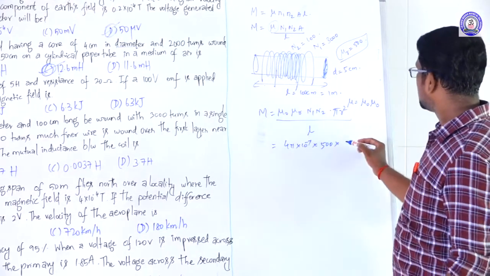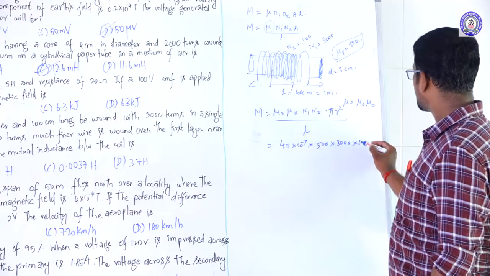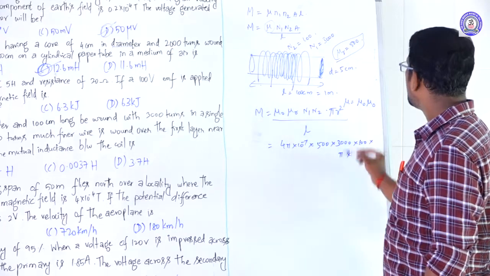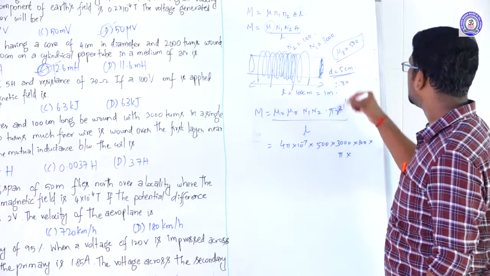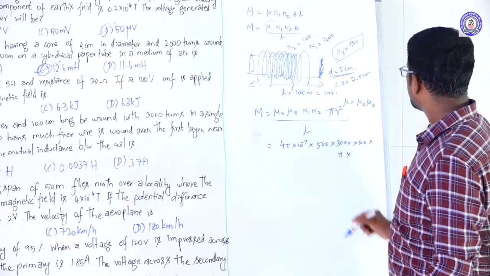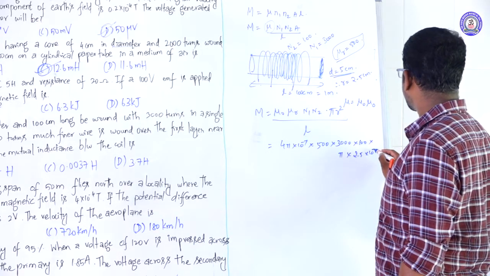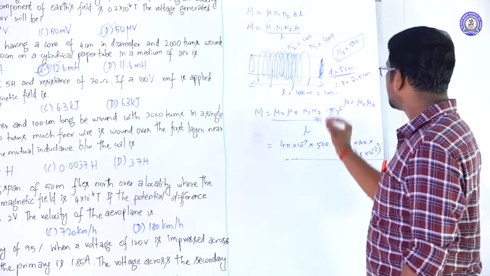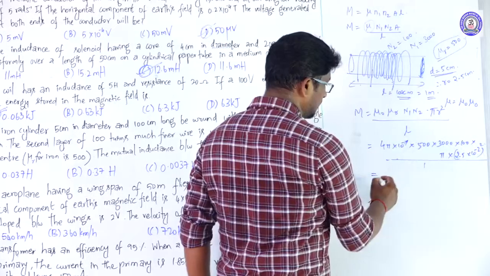Number of turns in the first coil is 3000, and number of turns in the second coil is 100, into pi into r square. The diameter is 5 centimeter, therefore the radius of the cylinder is 2.5 centimeter. So r square is 2.5 into 10 power minus 2, the whole square, divided by the length of the cylinder, which is 100 centimeter. 100 centimeter is nothing but 1 meter.